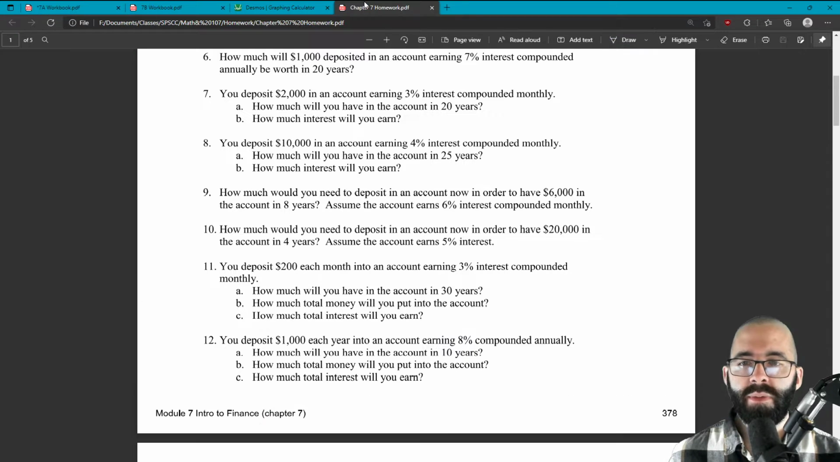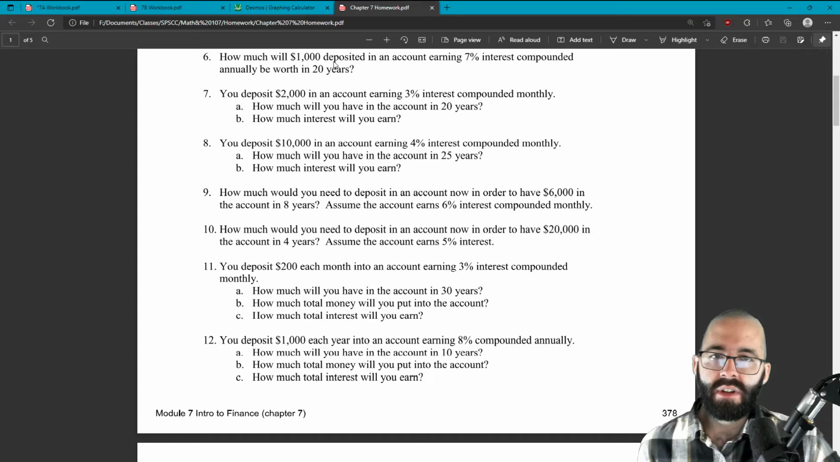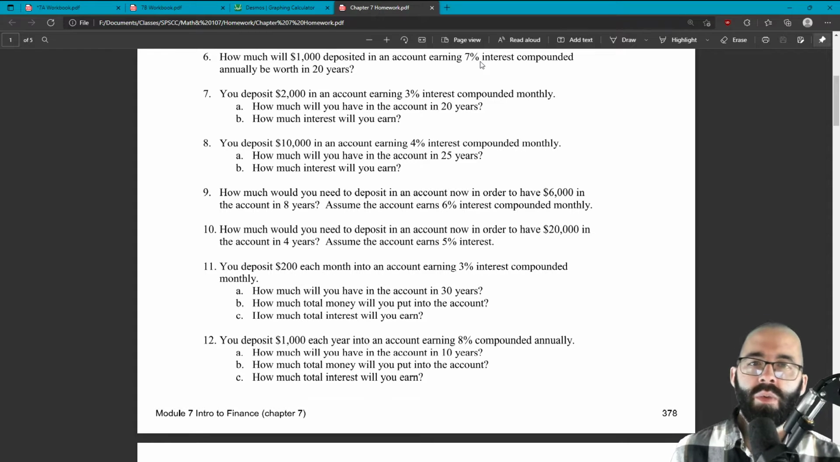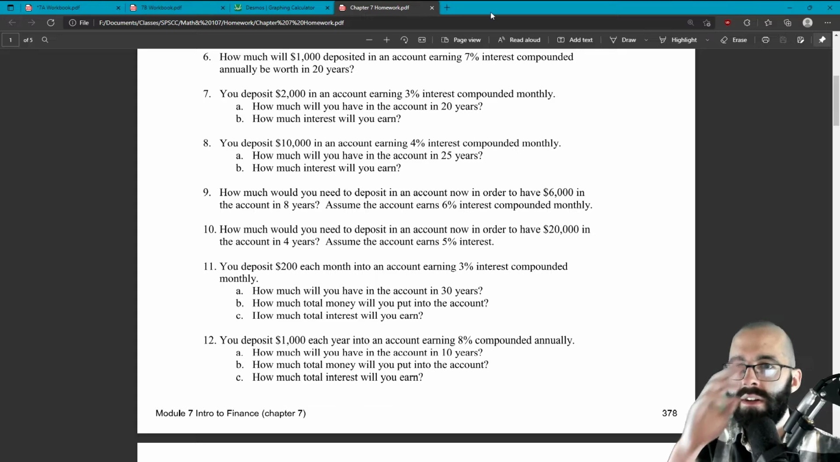We're going to start with problem number 6 from the homework. How much will $1,000 deposited into an account earning 7% interest compounded annually be worth in 20 years? Whenever we're depositing things, it is either interest, simple or compound, or annuities. When we're withdrawing things, that's payout annuities. So it's not payout annuities, and we're only depositing once. An annuity is like a retirement account where we're making monthly payments a lot of times, but we're only depositing a lump sum here. So it's just going to be that compound interest formula.